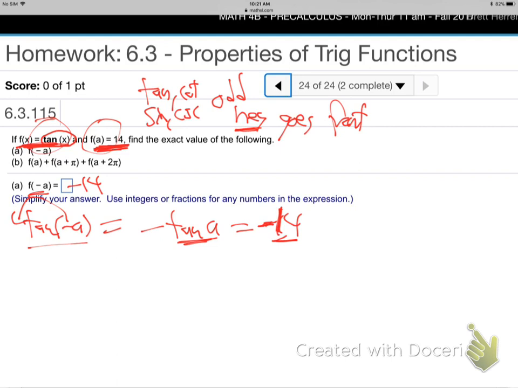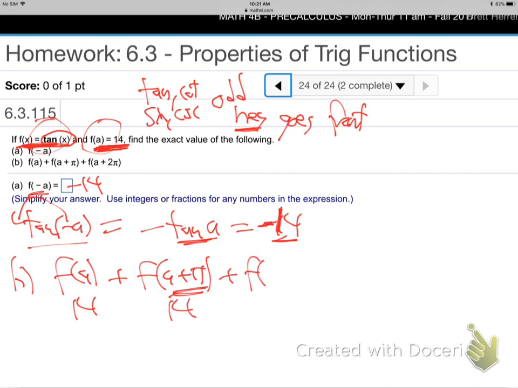Then part B is f of a, which is 14, plus f of a plus pi. What happens when we add pi to tangent? Nothing changes. That's half a circle, 14. And f of a plus 2 pi, another 14. Whatever that is, 42? 42. All right, we got to move on.